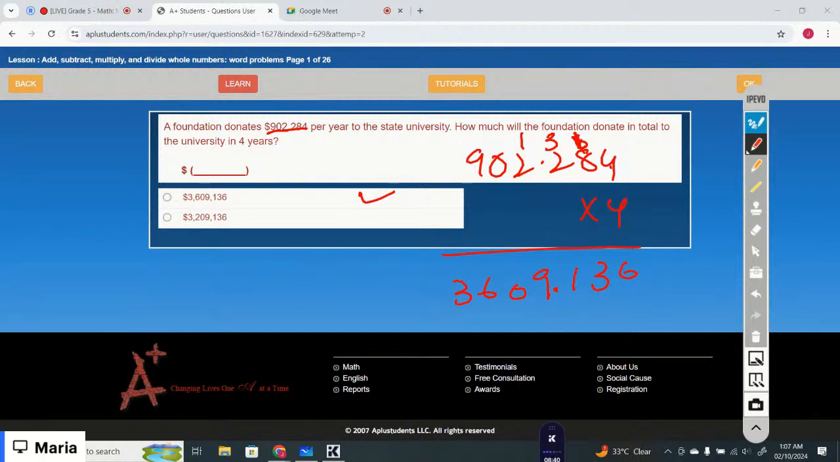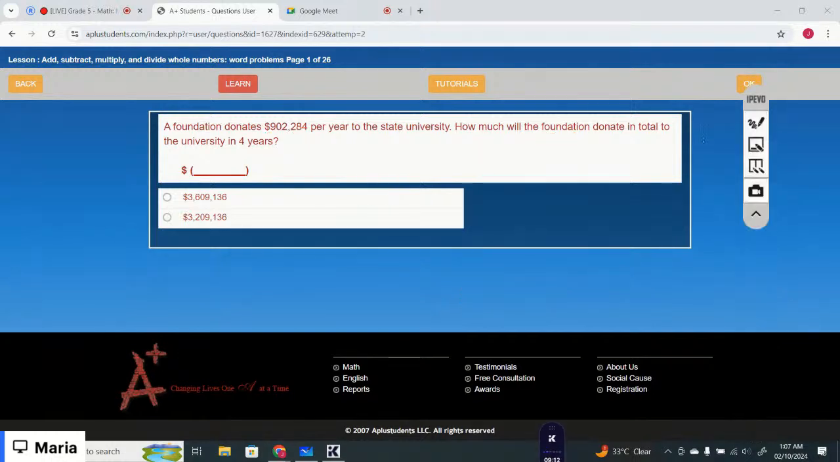Yes, you have to understand where you have to multiply and where you have to divide, what operation you have to perform. Like in the question you are given, how much will the foundation donate in total to the university in 4 years? You need to calculate how much money they donated in 4 years, right? So you need to multiply the money they donate every year by 4. Got it? For this question, I'm multiplying. That is option number 1, 3,609,136. Option number 1 is the correct option.